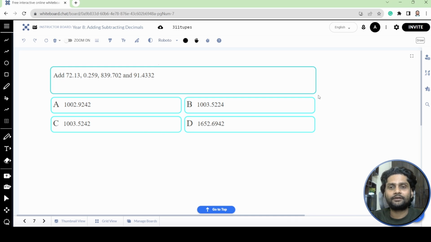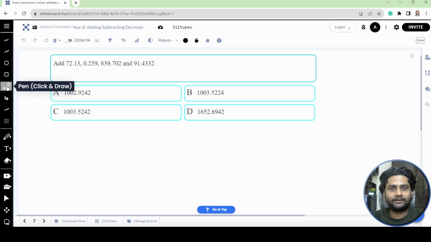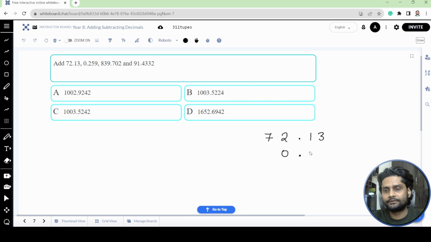Okay students, this time we have more than 2 numbers to add. You can still pause the video and start solving it if you want. I'm going to do it here, and then you can verify your answers. Okay, it's 72.13. That's my first number. Now while writing the subsequent numbers, you have to line up the decimal. So accordingly, I will copy the numbers.